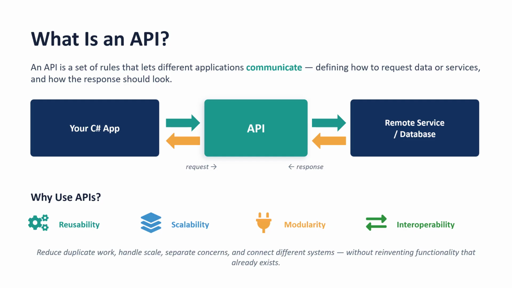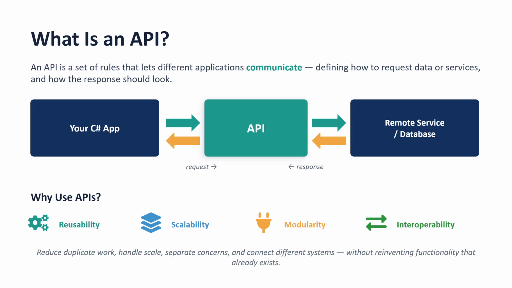Your C# application sends a request through the API. That request reaches some remote service or database, and a response travels back the same way. The API is the agreed upon contract in the middle that makes this whole exchange possible. Your app doesn't need to know anything about how the remote service is built internally, it just needs to know the API's rules. So why does it matter?